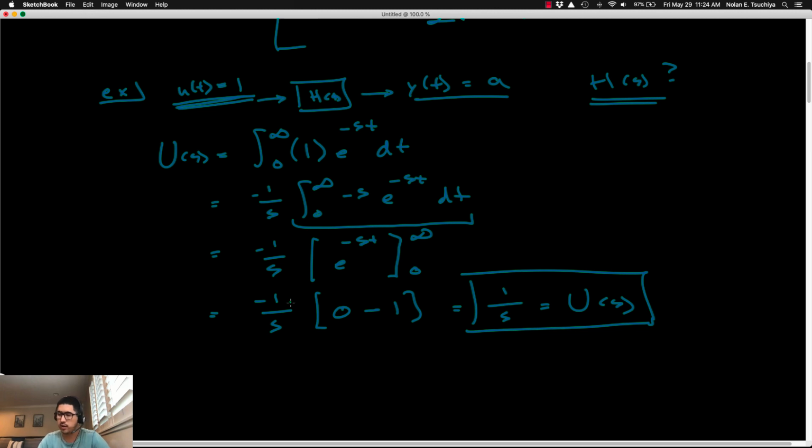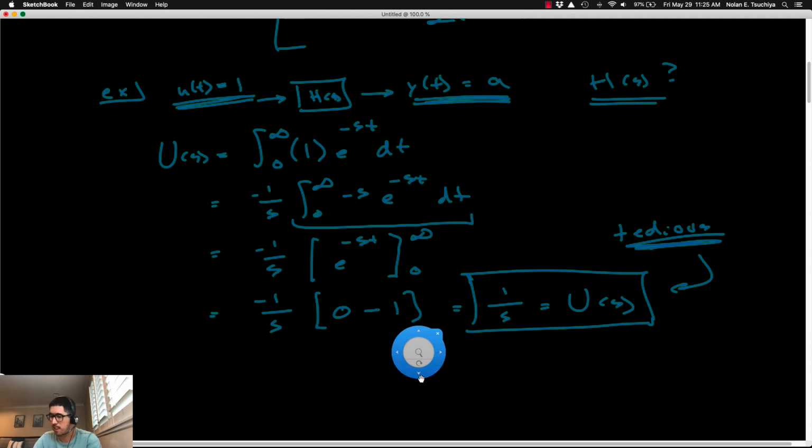It requires all of this integration just to get the s-domain function for that. And then we have to repeat all of that for the output. Okay. The point I'm trying to make here is that this is very tedious. This is extremely tedious, right? We don't want to have to do this every time we derive a transfer function.